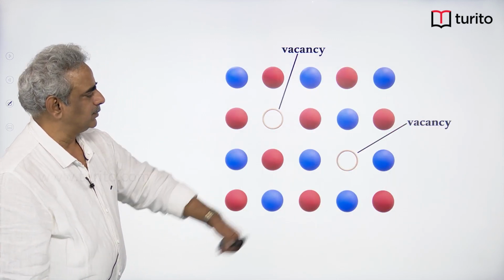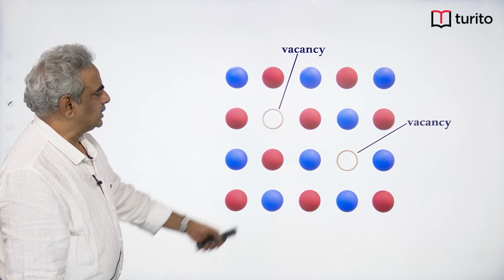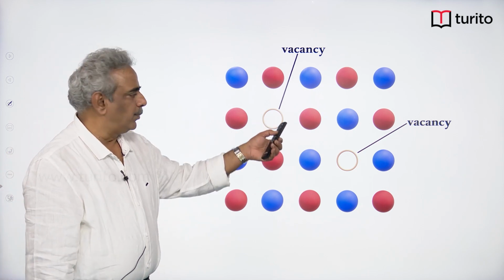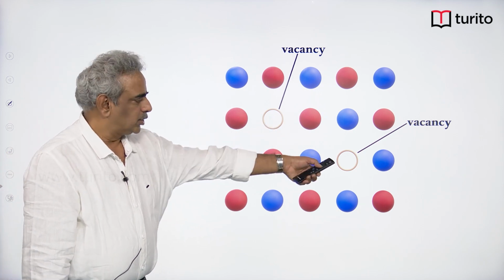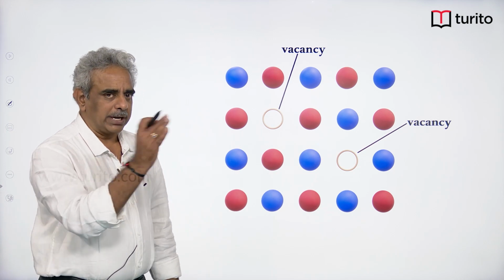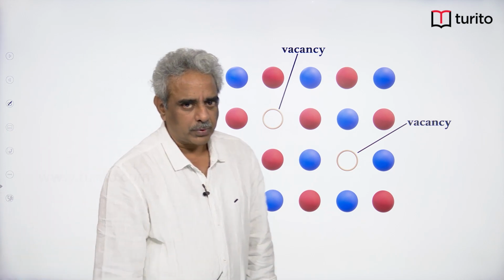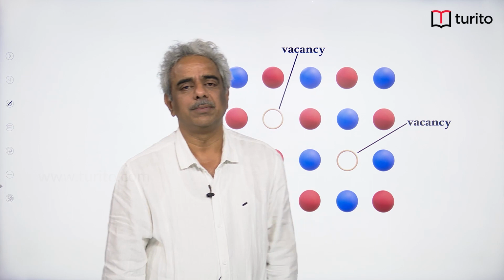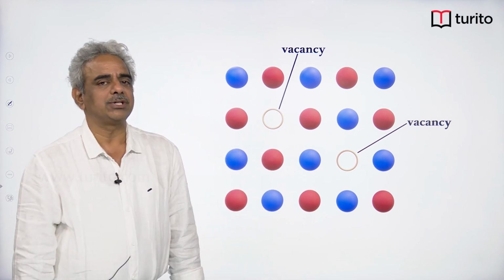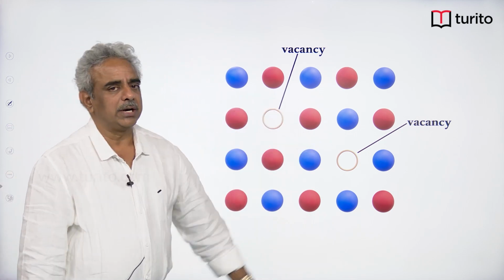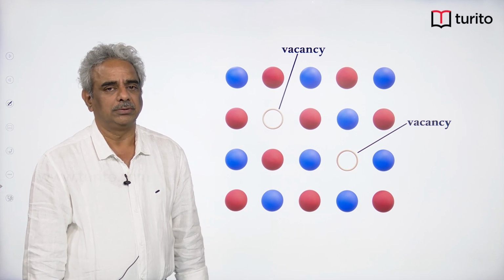So, vacancies. Let us think there should have been a blue ion here and a red ion there. What is the ratio in which they are missing? One blue ion and one red ion are missing. So, they are missing in stoichiometric ratio, safeguarding the stoichiometry of the entire crystal.